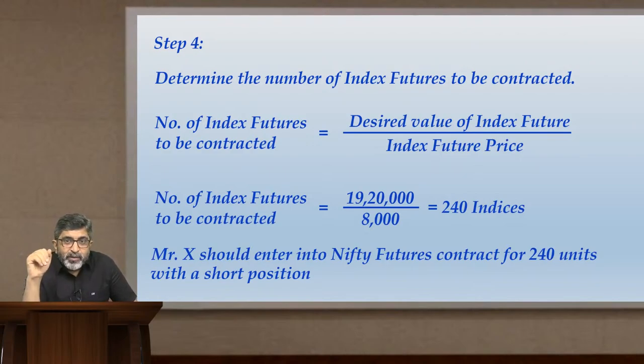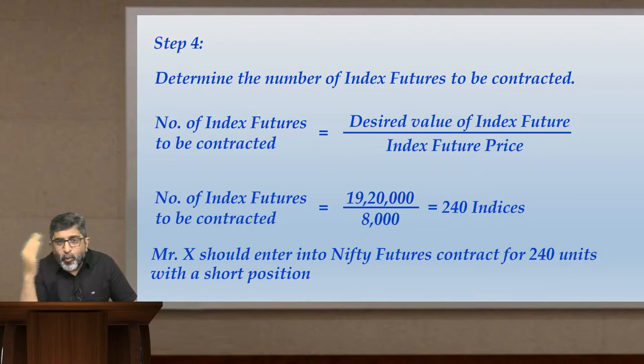That would be lesser hedging than required. We call that under hedging. If you take three contracts, it will be 300 units. It is more than what you require. It is what we call overhedging.